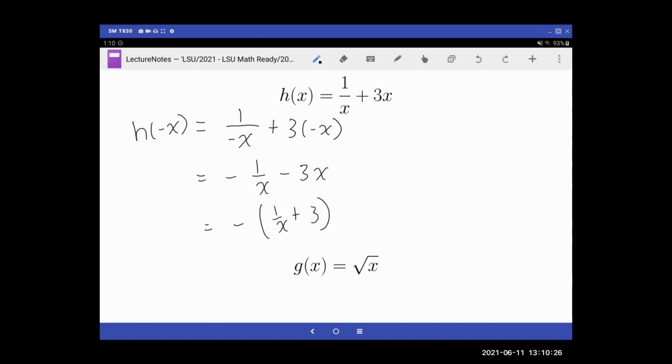So this one is odd because I got the negative version of the original times a negative. In other words, when I change x to a negative x, I got the negative version of the original. So this function is odd.